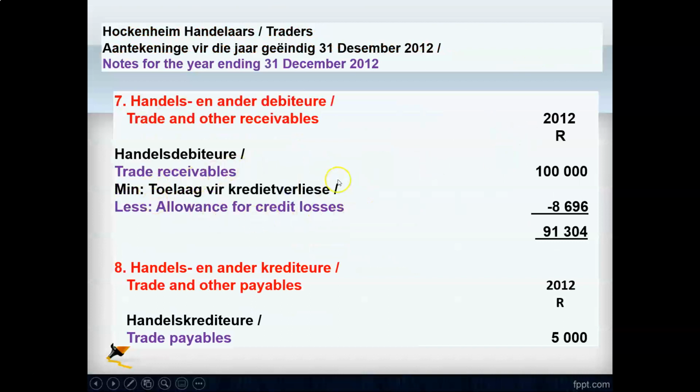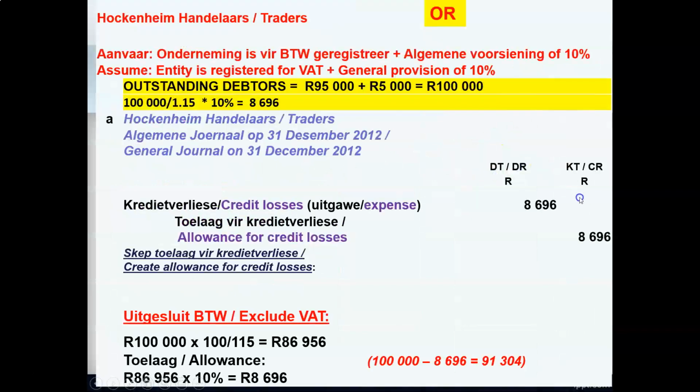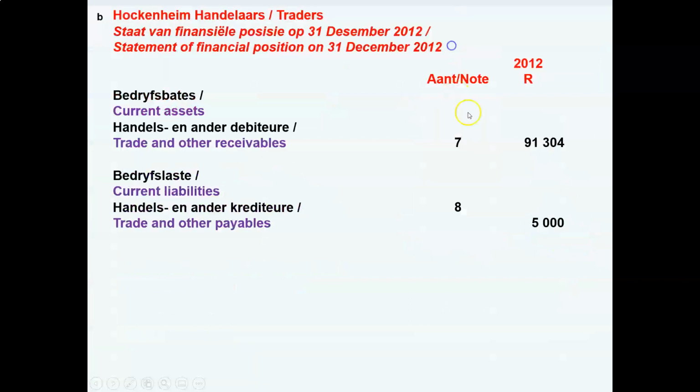And then the allowance for credit losses that we have created, that was an amount of 8696. And that we're going to deduct against our 100,000 Rand. 8696, but I have to disclose it properly. So the net amount of trade and other debtors that we actually calculated is 91,304, and that is then that 91,304.